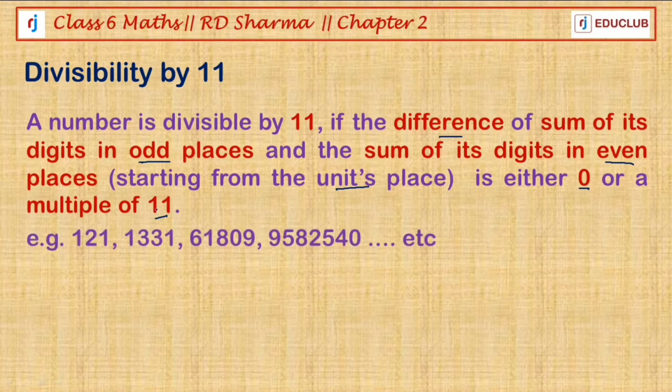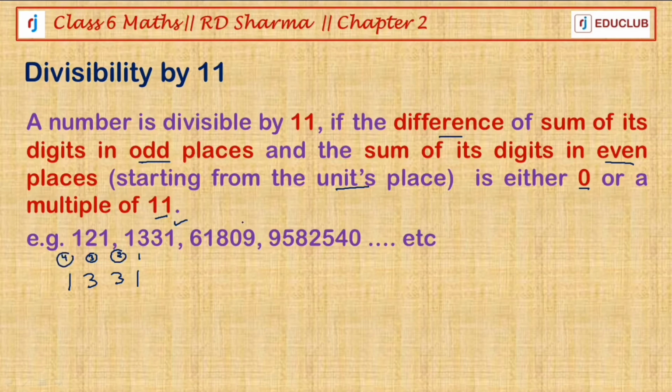Let us take a few examples. We know 11 into 11 is 121, and these are a few numbers. Let us check one number, 1331. We will count from the units place. This is the odd position 1, this is odd position 3. This is even position 2, this is even position 4.